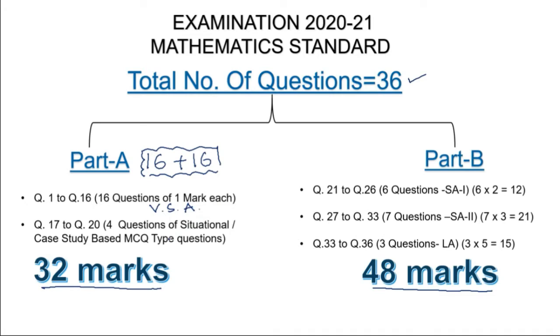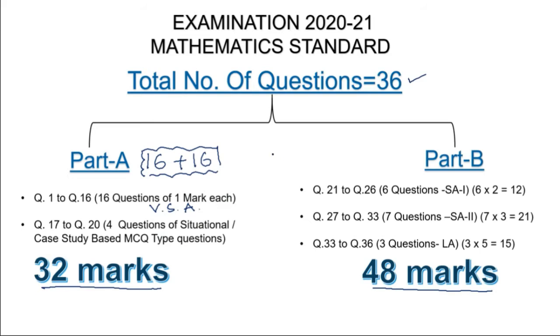Next, question number 17 to question number 20. There will be 4 situation based or case study based MCQ type questions. In each of these questions, there will be 5 options given. Out of those 5 options, you can attempt any 4. Each of those 4 questions carries 4 marks, so 16 marks from question 17 to 20, plus 16 marks from question 1 to 16, and the total becomes 32.